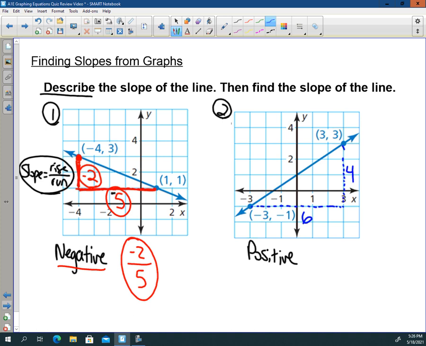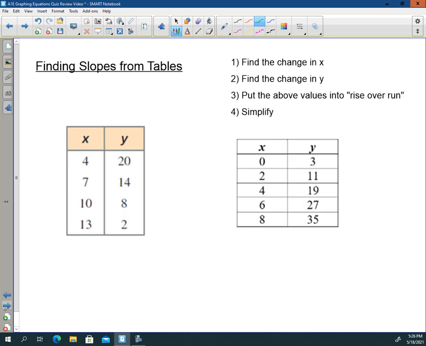So because I want the rise over the run, this is the rise. I'm going to put the 4 over the run, which is 6. You can leave it like that, but you might have to reduce. 2 goes into 4 2 times, 2 goes into 6 3 times, and here's your slope. Done. And notice it's a positive number, like we expected it to be. So that's how you find slopes from graphs.